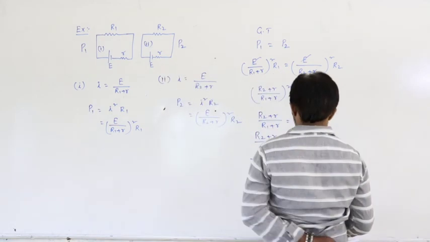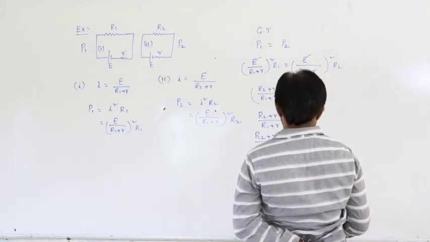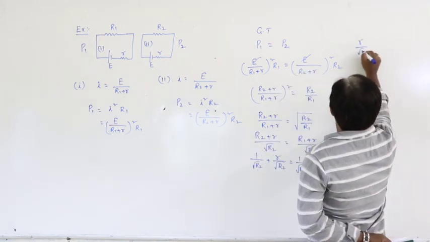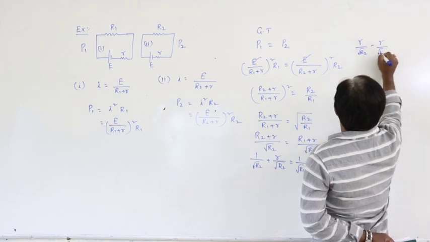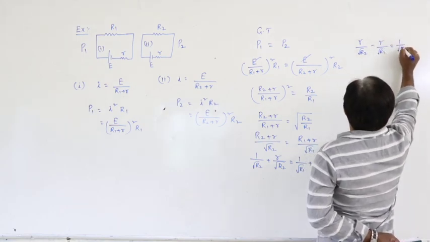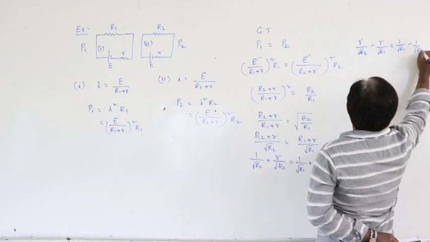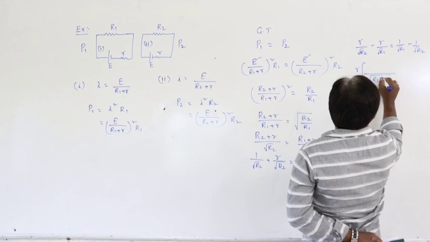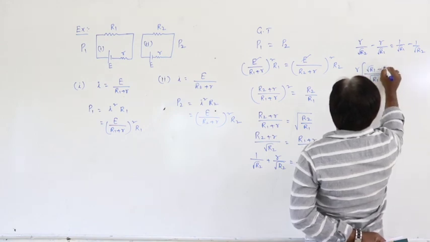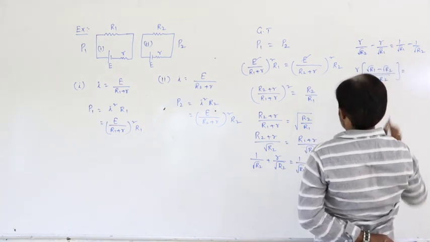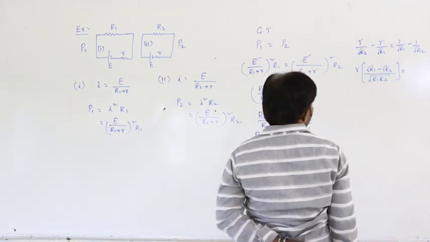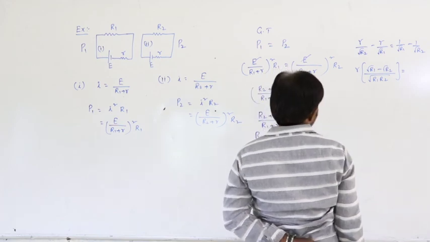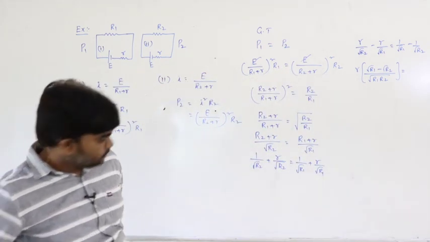So from this, small r by root R2 minus small r by root R1 is equal to 1 by root R1 minus 1 by root R2. Small r common, root R1 R2 LCM, root R1 minus root R2. So it is equal to... somewhat confusing it is. Solution.